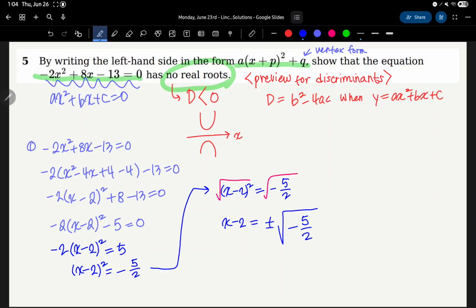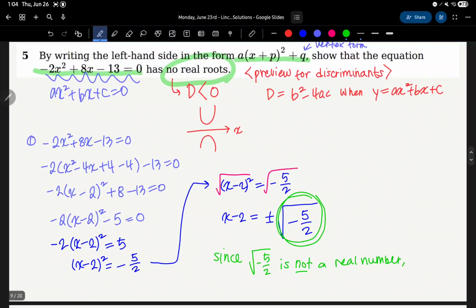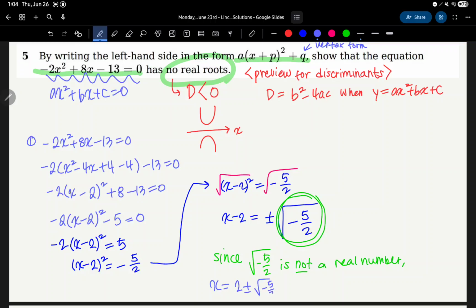This is the catch. What happens? Look at this right here. Can that exist in real numbers? No, right? Since root of minus 5 over 2 is not a real number, and what is x if you rearrange it? X is actually equal to 2 plus minus root minus 5 over 2, right? Has no real roots.